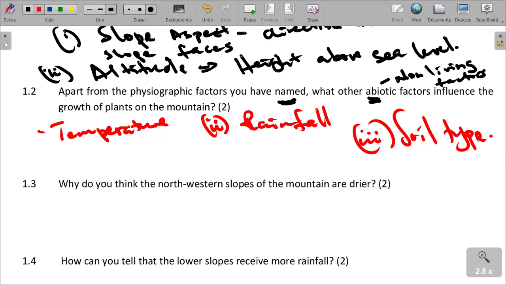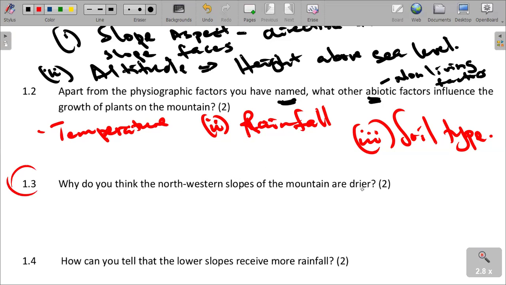We are saying these are other factors, other than physiographic factors, that can affect vegetation in a given place or on a given landscape. These factors can influence vegetation growth.